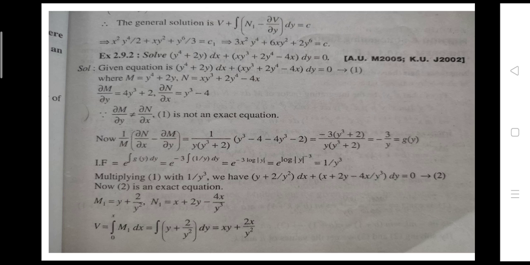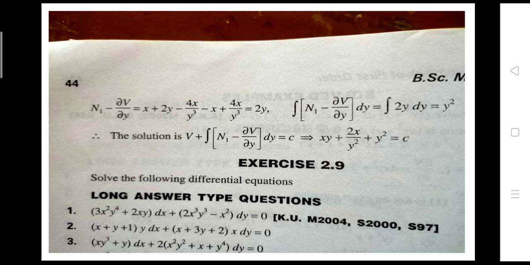This is called equation 2. Now this is an exact equation, and the general solution is v equal to the integral of M1 dx, the integral of (y + 2/y²) dx, which is xy + 2x/y². Continue the next slide. And N1 − ∂v/∂y is equal to x + 2y − 4x/y³ − x + 4x/y³. Here positive and negative terms cancel, and we have only the 2y term.